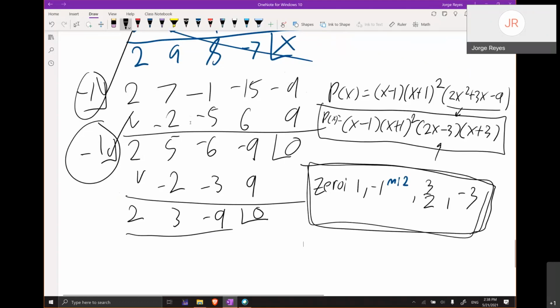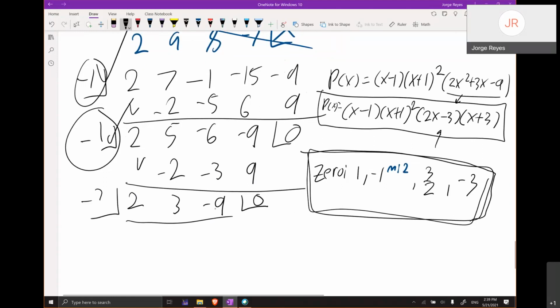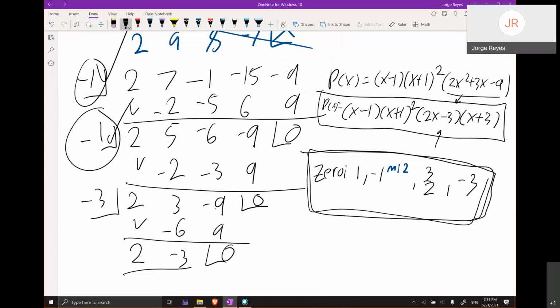If I had synthetically divided by negative 3 here, it would have worked. Negative 6, negative 3, look, 9, 0. And you would have gotten it anyway. So you can keep synthetic dividing, I guess, if you really want, if you don't want to factor a quadratic. But there you go, so that's this section.